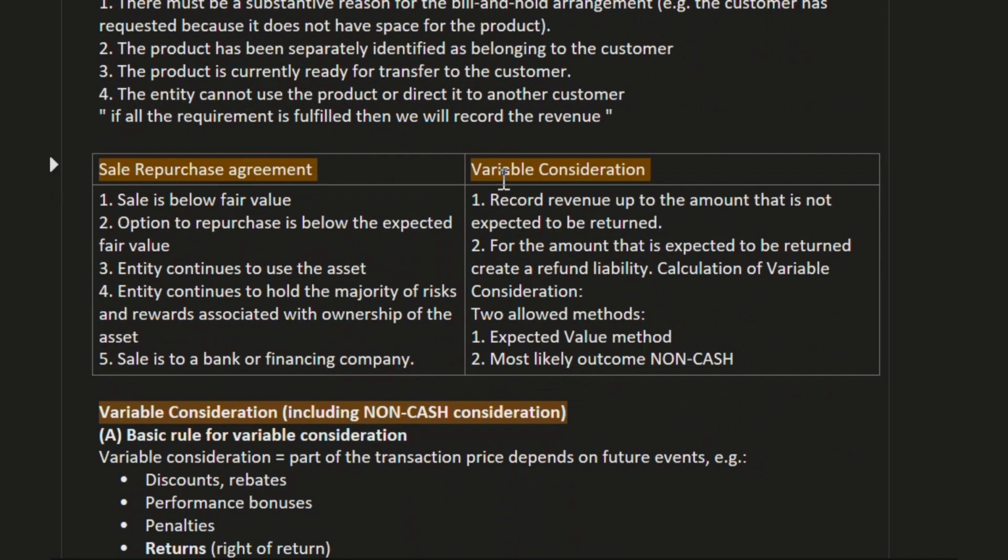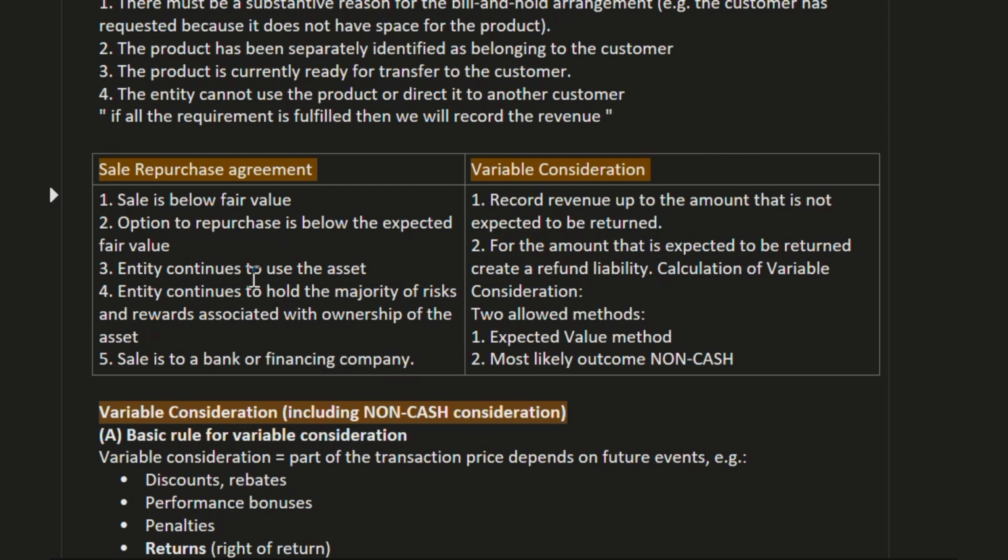Sale repurchase agreement and variable consideration. First, we need to see sale repurchase agreement. The sale is below fair value. Whatever we are selling, the sale price should be below that fair value. The option to repurchase is below the expected fair value of that product or service.